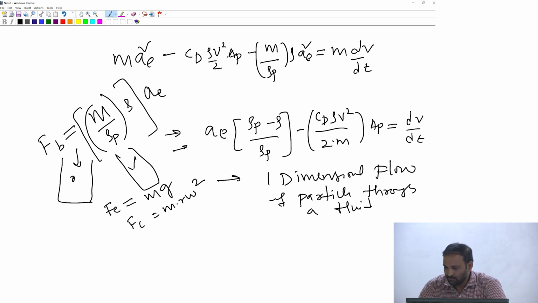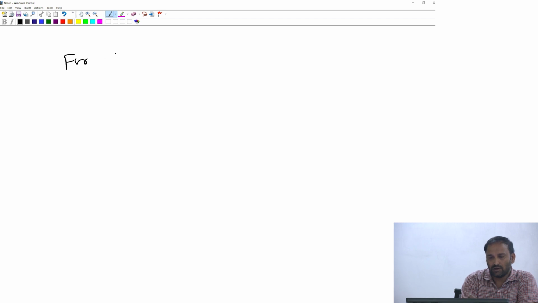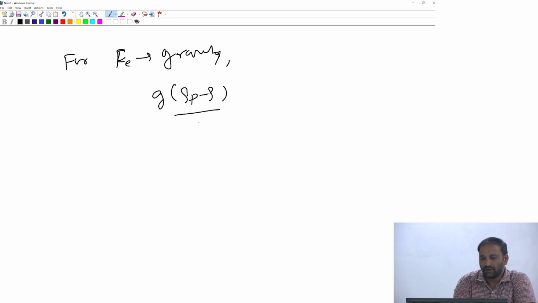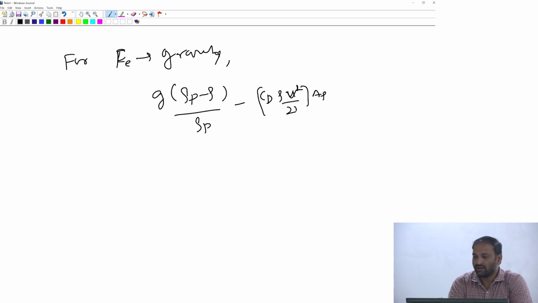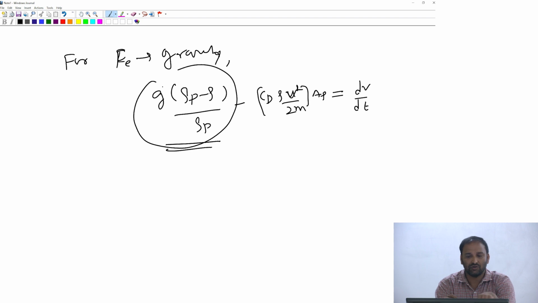So for your external force being gravity, g times (rho p minus rho) divided by rho p, minus CD rho v square by 2 times AP, and there's m here, is equal to dv by dt. If you look at the case of gravitational settling of particles, or the motion of particles under gravity, this is your constant. Once you fix a fluid-particle system, and once you fix the external force to be gravity in this case, this is a constant term.